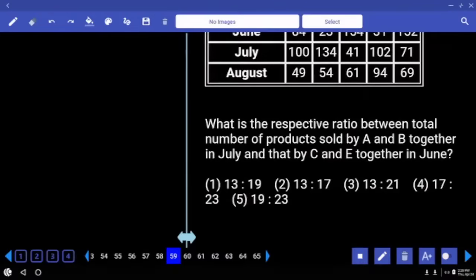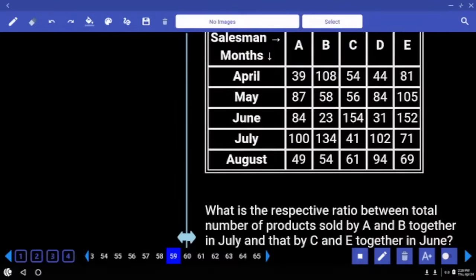What is the respective ratio between total number of products sold by AB together in July, CE together in June? AB together in July, 234, by CE together in June. CE together in June.